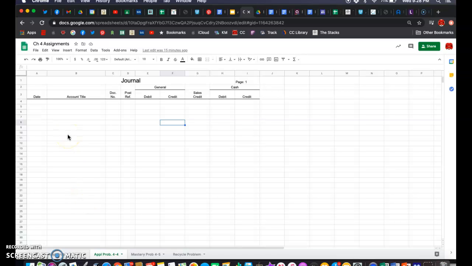Okay, so this is going to be work together 4-4, and it's going to lead you through how to make correcting entries, and then you guys will do application problem 4-4. So, what are correcting entries?